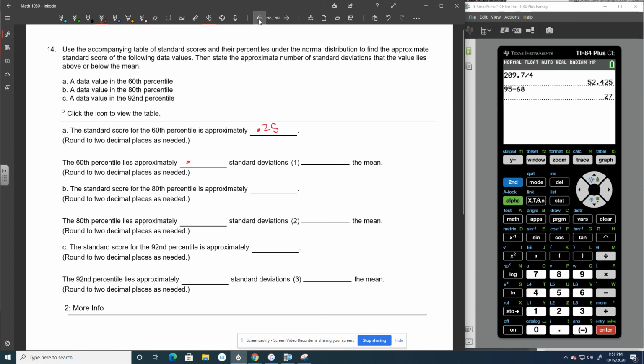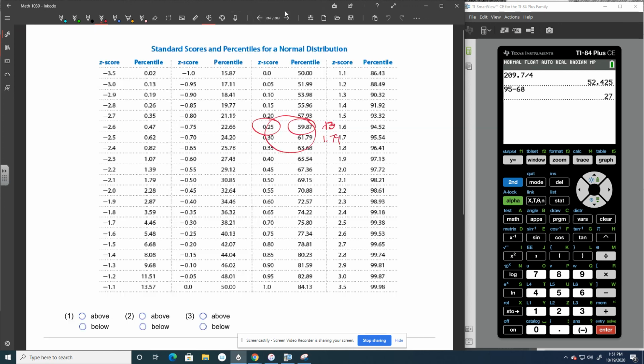And because it's a positive 0.25, that means that it lies 0.25 standard deviations above the mean. Okay. Now the standard score for the 80th percentile. So 80th percentile is right around here. Now 80.23 is 0.23 above.